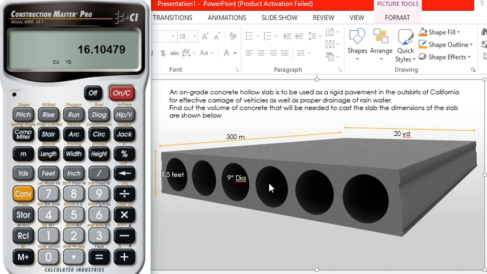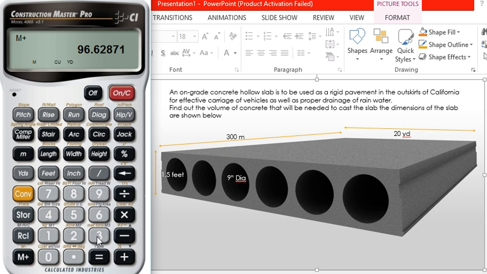As we have 6 sections, we're going to multiply this volume by 6, equals 96.62 cubic yards. We're going to store it by pressing M plus. Now we have the volume stored for the circular sections. Now we're going to find the total volume of the concrete slab.